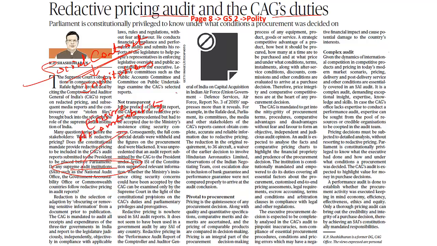Now let us look into the constitutional provisions with respect to the CAG. The constitutional provisions relating to the CAG are mentioned in articles 148 to 151. So article 148 of the Indian Constitution deals with the appointment of the CAG by the President, and this also provides safeguards to his position as well as service conditions by stating that he can be removed from his office only in the manner and on the grounds as stated for a judge of the Supreme Court.